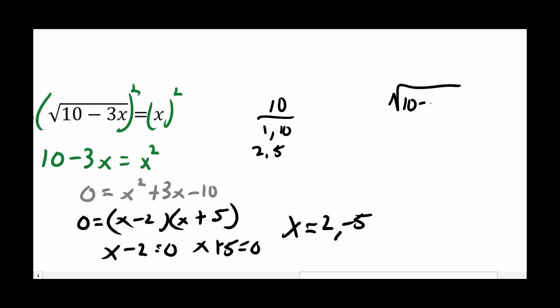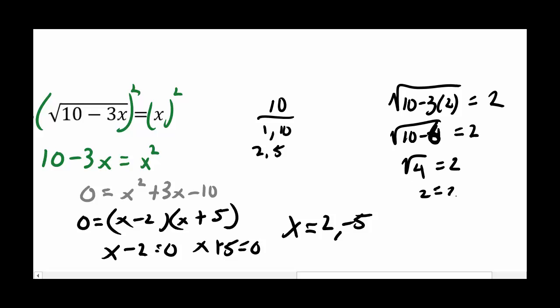So 10 minus 3 times 2 equals 2. All right, so that's 10 minus 4. And that's, I'm sorry, 10 minus 6. I'm getting ahead of myself here. So that's the square root of 4 equals 2, so that's 2 equals 2. Okay, so 2 actually does check.